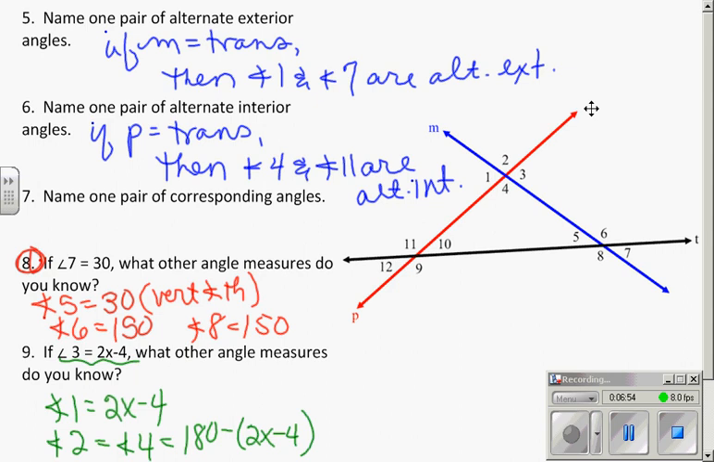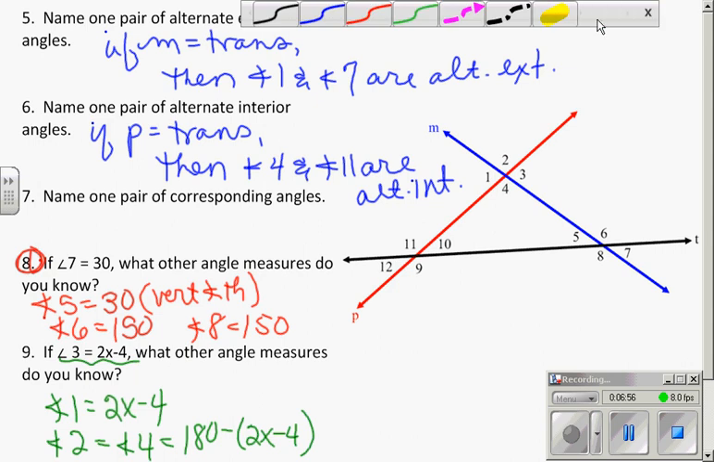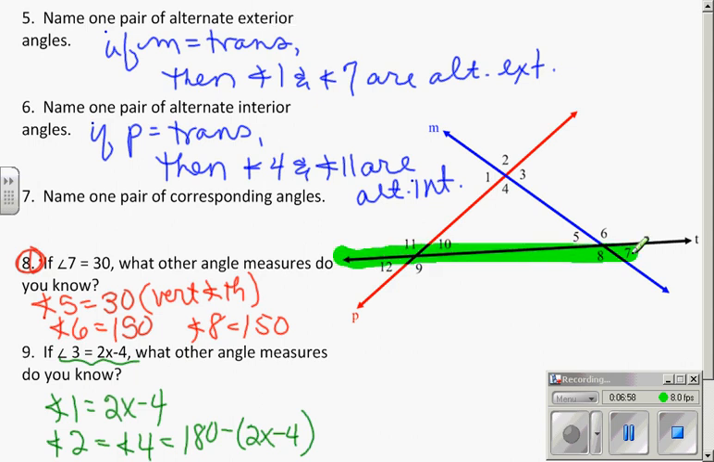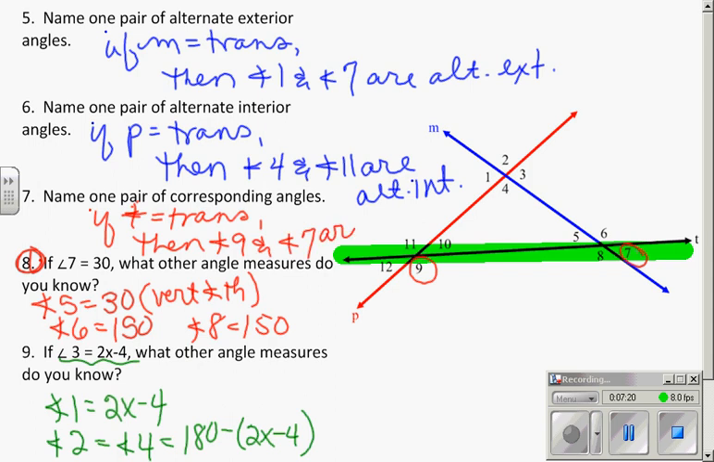A pair of corresponding angles, let's go back and use T as our transversal. If we're looking for corresponding, that means they sit in the same position, below and to the right. So if T is my transversal, then angle 9 and angle 7 are corresponding.